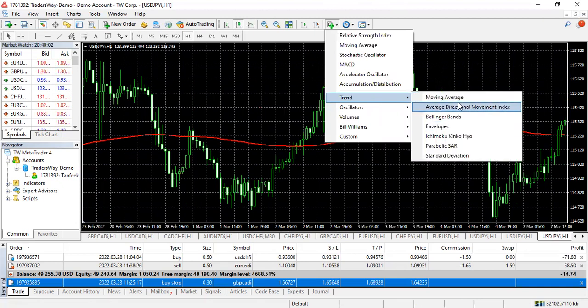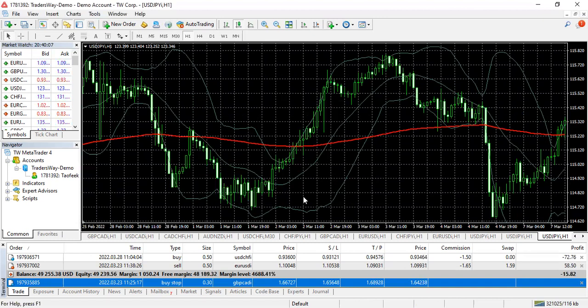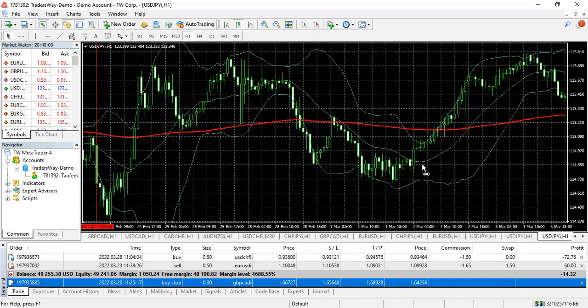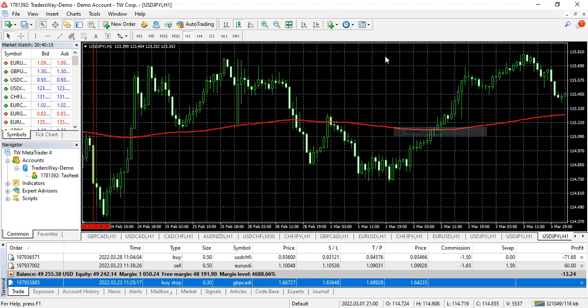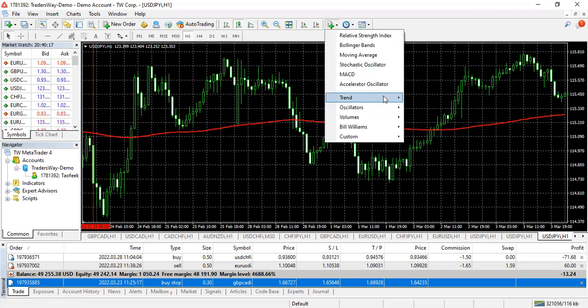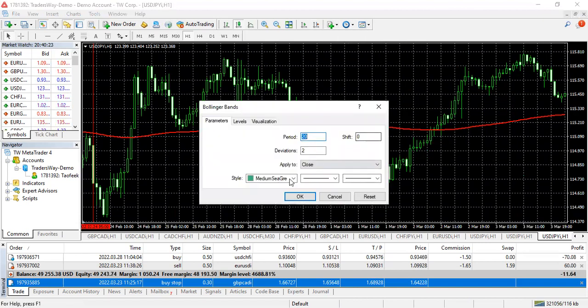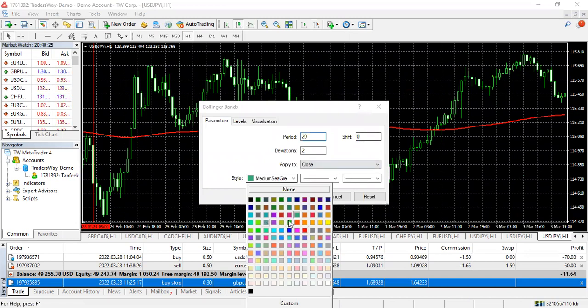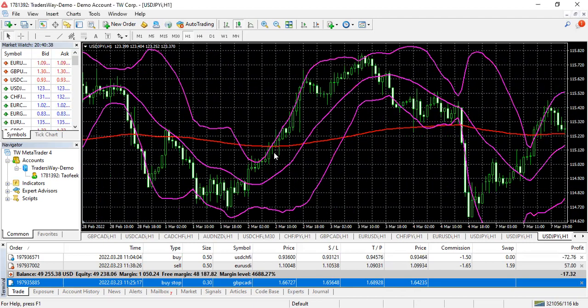So let's check another trend indicator. We've used moving average. We have average directional. We have Bollinger Bands. Let me use the default settings. This is Bollinger Band. Let me put it again. Bollinger Band. Let me change the color to something we can see easily. Let me use purple.